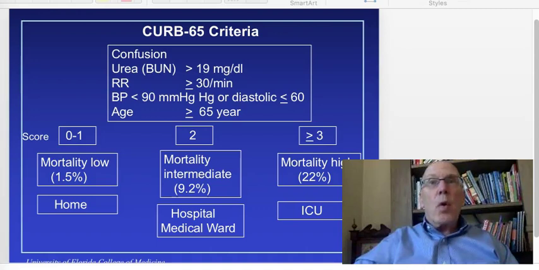Patients with a 0 or 1 point have a very low mortality and can usually be sent home safely on oral antibiotics. A score of 2 is associated with an intermediate prognosis, 9% mortality, and therefore warrants hospitalization on a medical ward. And patients having a score of 3 or higher carry a worrisome prognosis of 22% risk of dying and should be assessed for medical ICU placement. For scores of 4 or 5, ICU placement is strongly recommended.